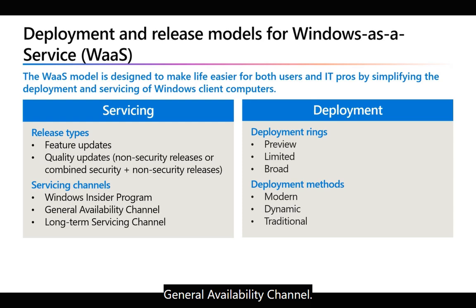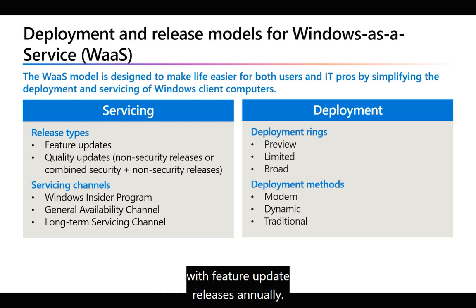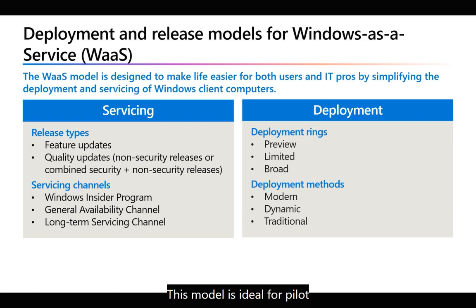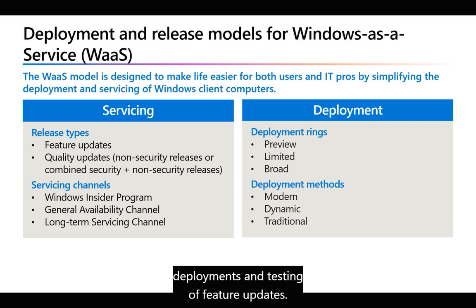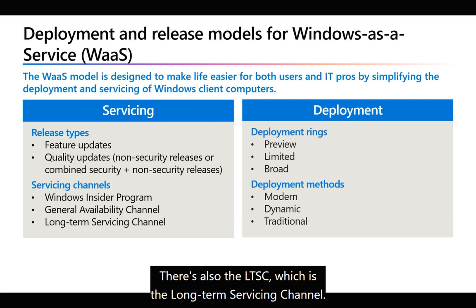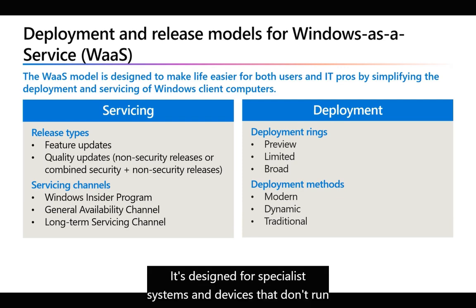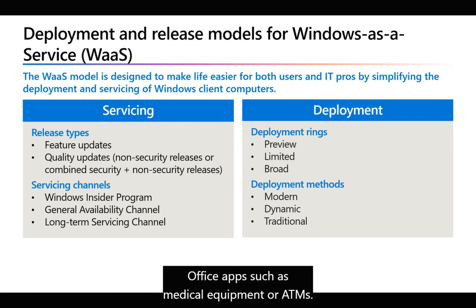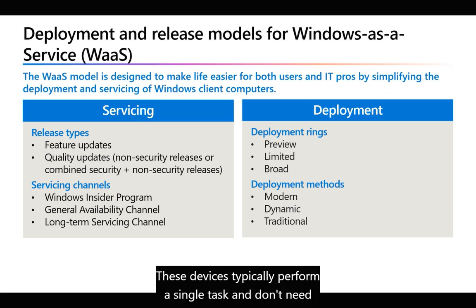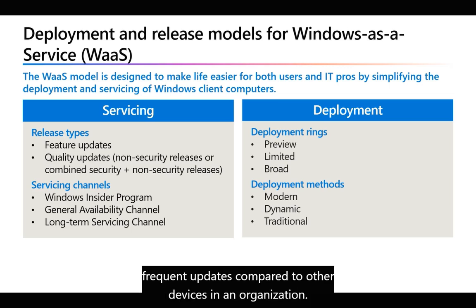The general availability channel receives new functionality with feature update releases annually, and this model is ideal for pilot deployments and testing of feature updates. There's also the LTSC, which is the long-term servicing channel, and it's designed for specialist systems and devices that don't run Office apps, such as medical equipment or ATMs. These devices typically perform a single task and don't need frequent updates compared to other devices in an organization.